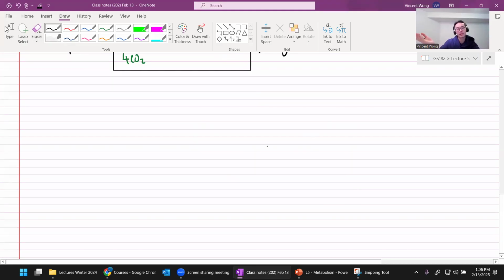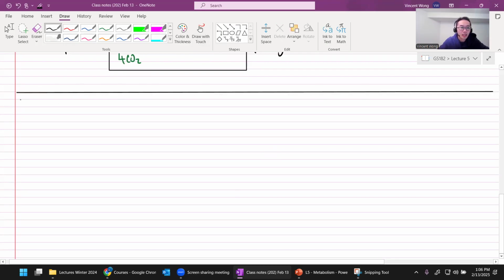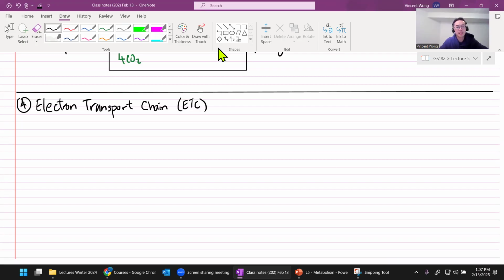Either you don't copy in class, you just sit there and watch, or if you do copy, sometimes you try to fit it in the small corner of your printout. This is not one of those notes, okay? This is a very long, big note, and it's quite complicated as well. So stage 4, electron transport chain, ETC.